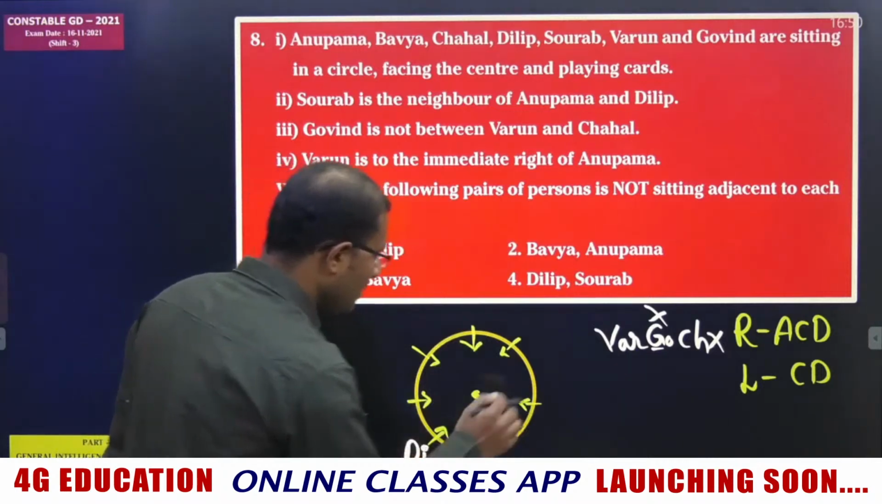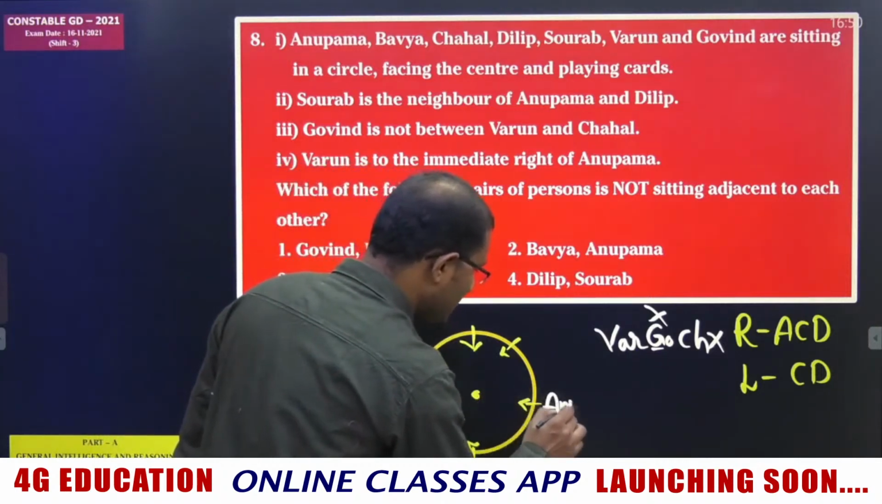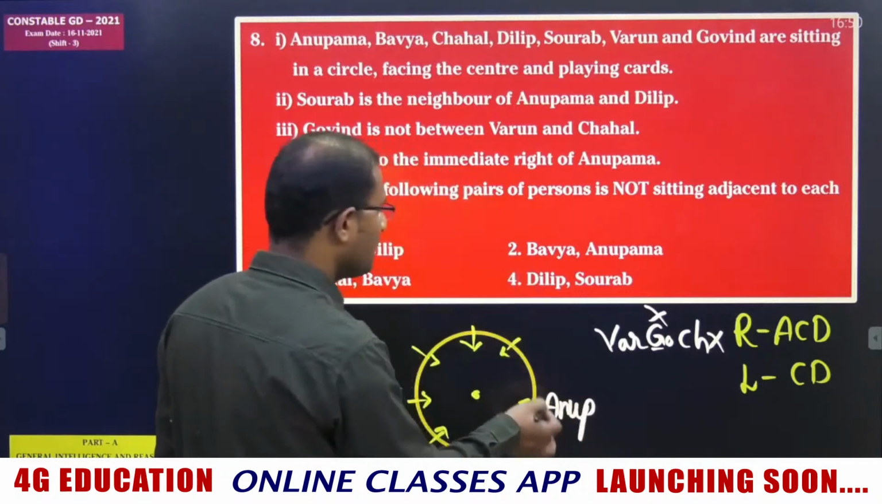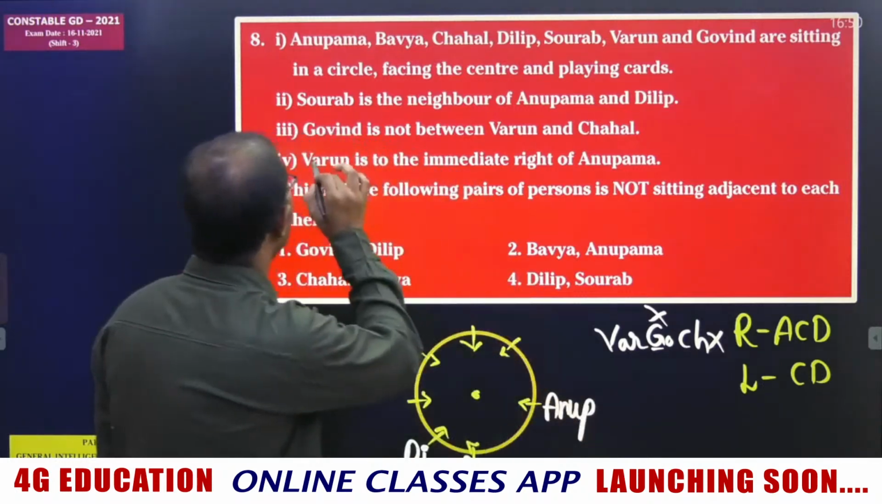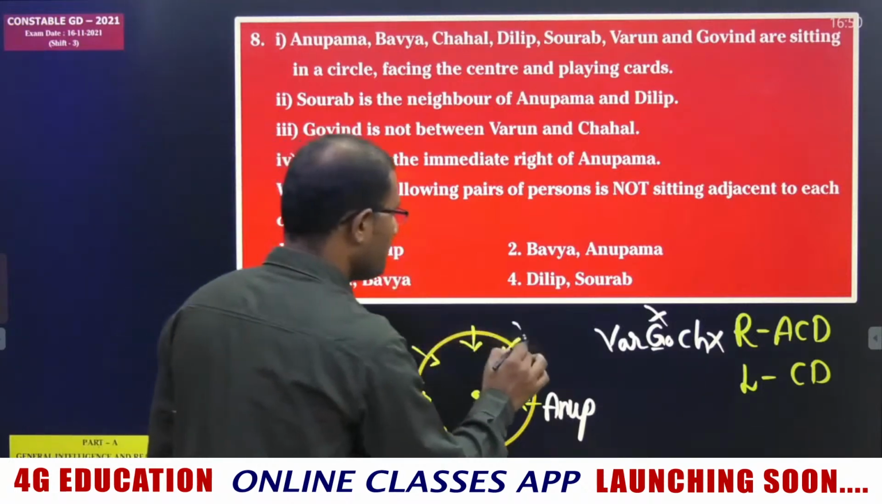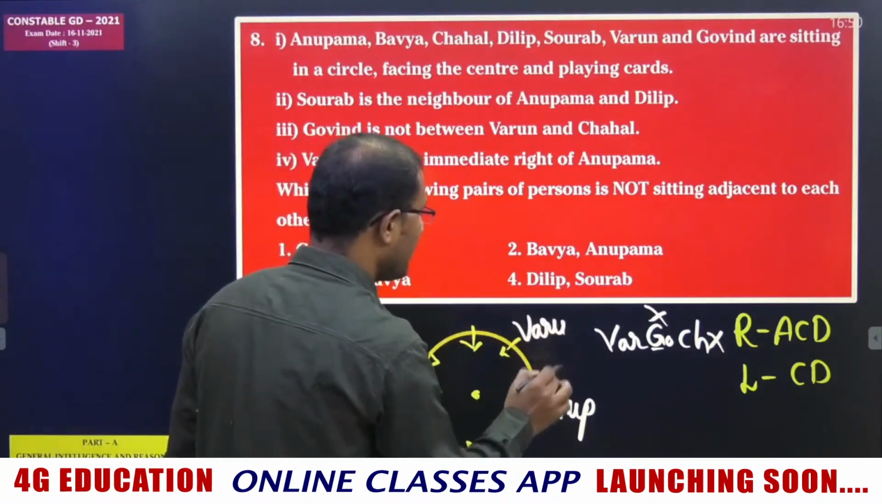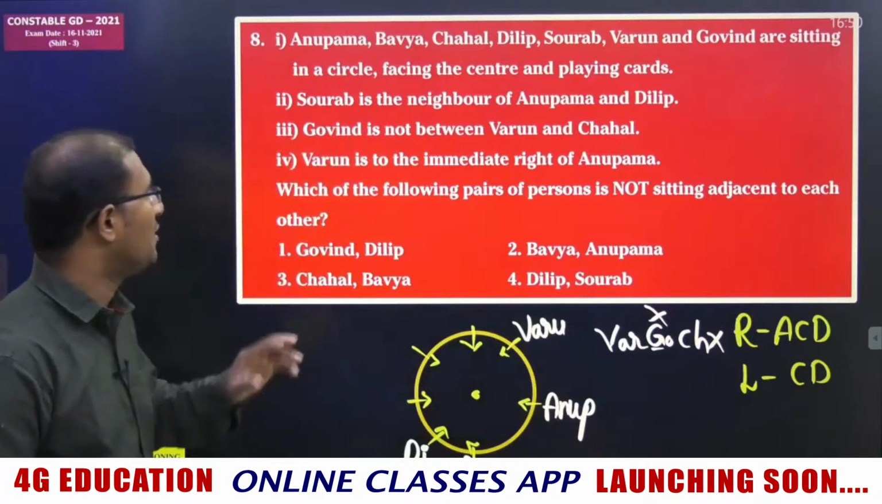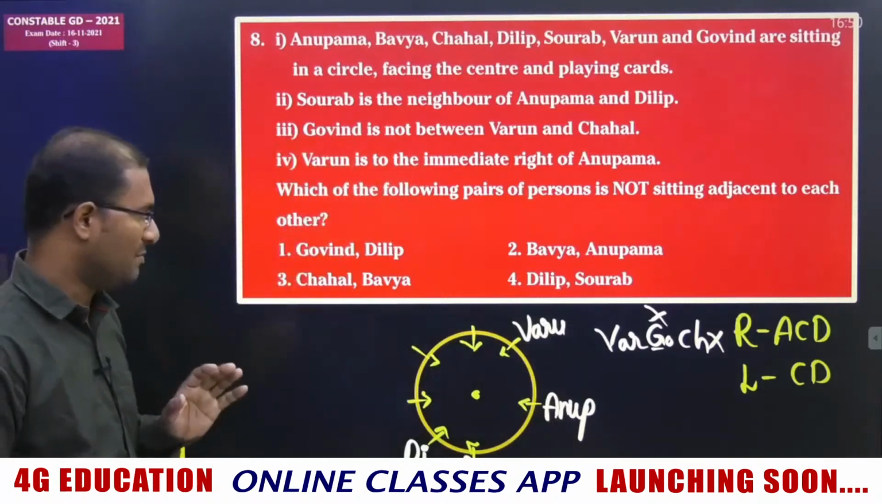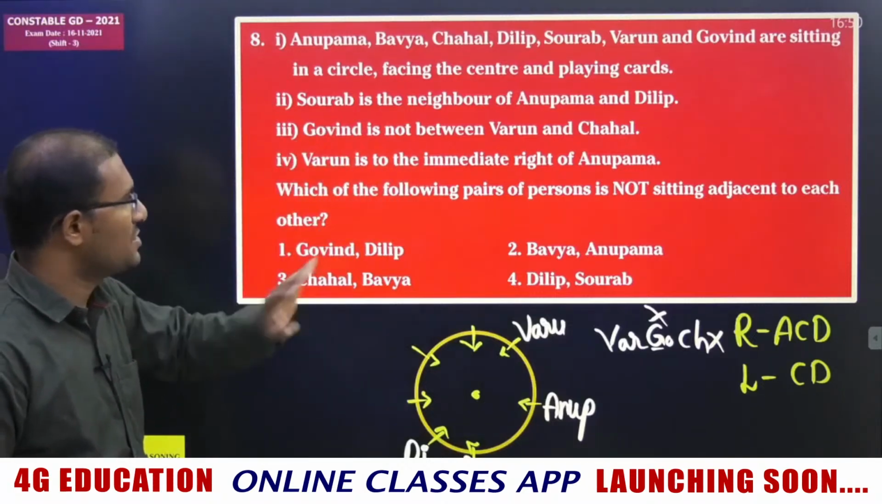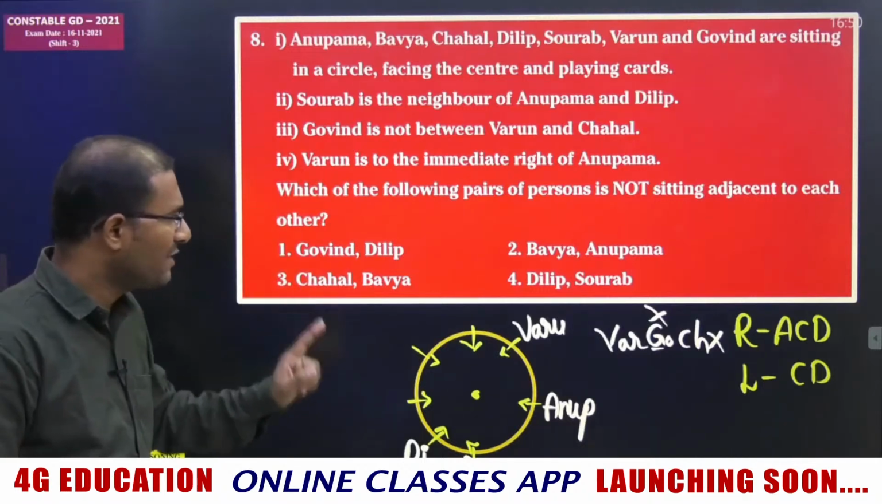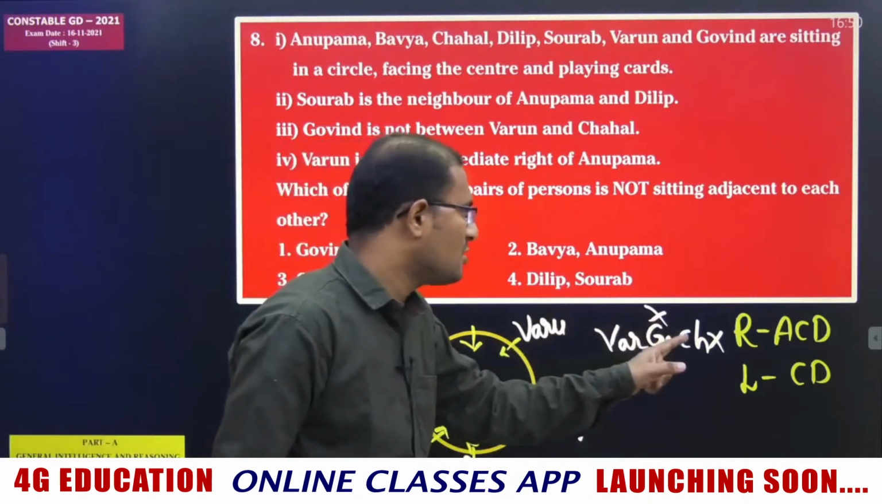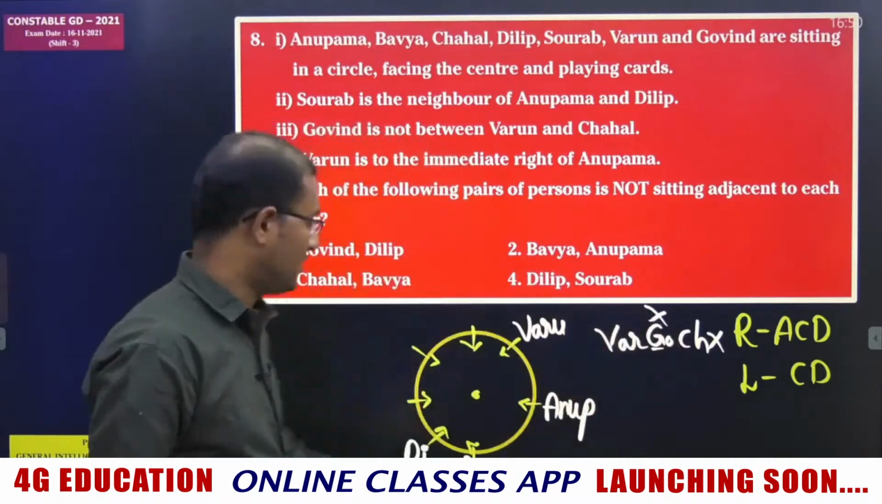Dilip and Anupama positions. If you take Anupama here, for Anupama the immediate right person is who? Varun. Varun is the immediate right person to Anupama. Okay, so all the conditions are completed. Now we are left with only one condition. What is that? Between Varun and Chahal, it is not Govind.